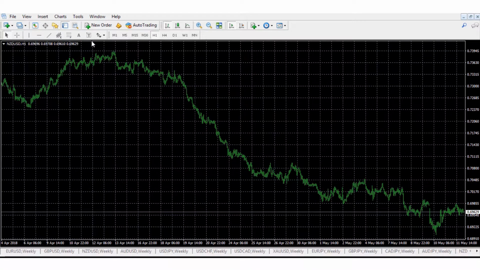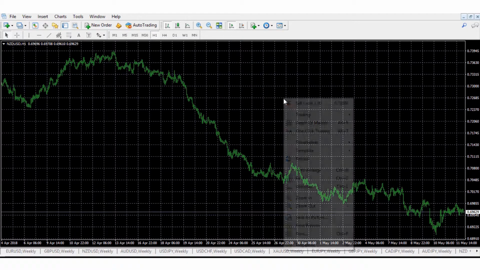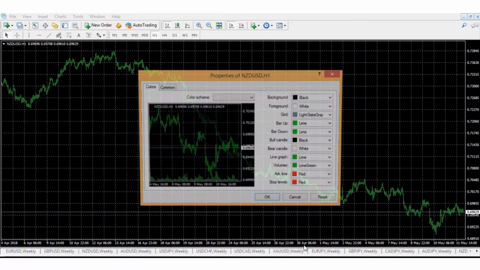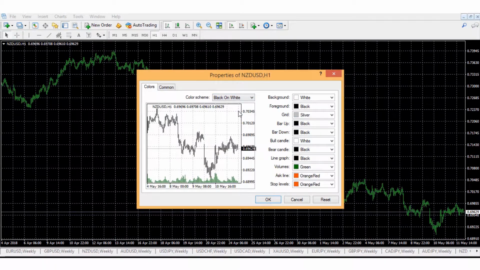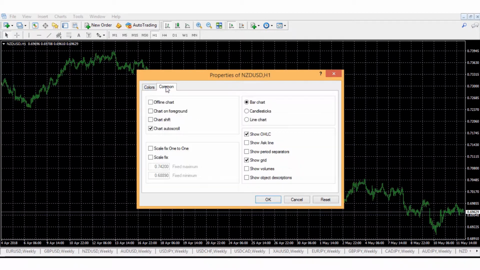So I'll choose the New Zealand dollar against the US dollar. And then we start to design our charts, build it up to get our proper support and resistance levels. So the first thing to do is to go to properties. Select the color scheme. Select black on white. That is actually my choice. I go to common. I turn off the show grid. I turn off the show open, high, low, close. And I select candlesticks.